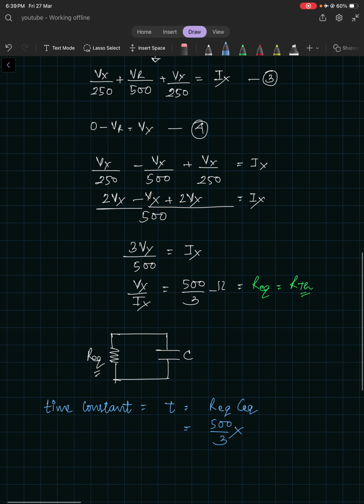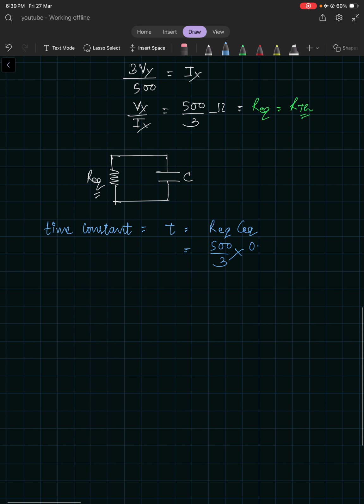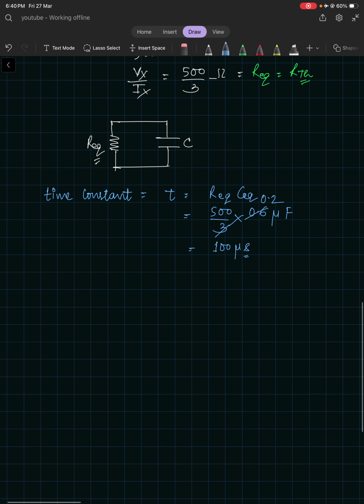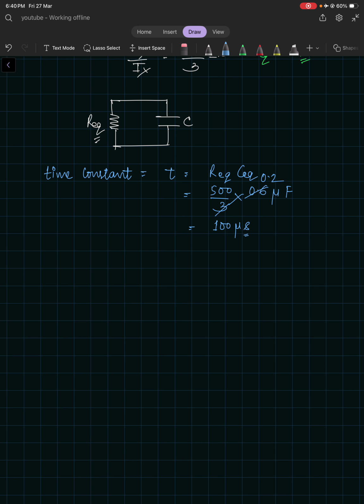0.6 microfarad, and this is in ohms. So 3 into 0.2, how much? 0.2 and 1 by 5. This will become 100 microseconds, because the time constant has the unit of time, right? Seconds, 100 microseconds. So this is tau.